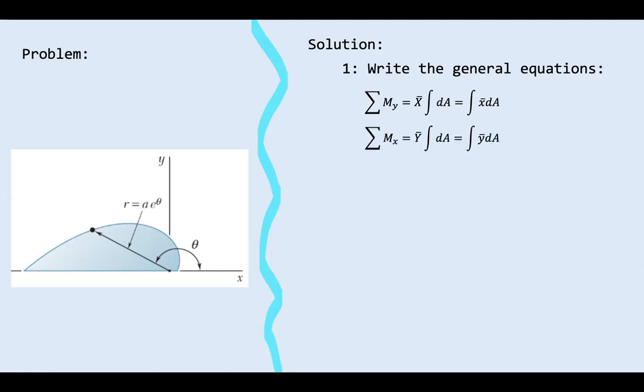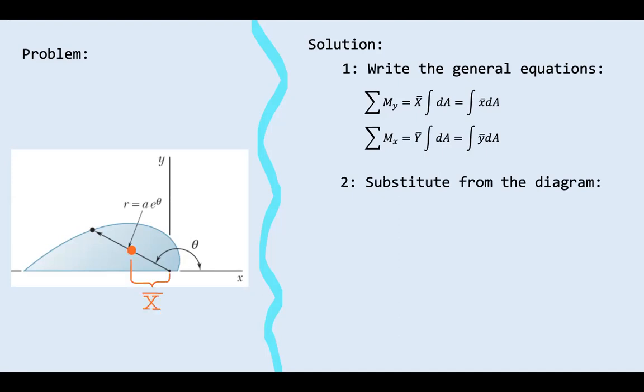Similarly, we can define the moment about x in a similar manner. The y coordinate of the centroid of the whole figure times the area of the whole figure is equal to the y coordinate of the centroid of each piece that we choose to divide this shape into, times the area of that small piece. So we can substitute from the diagram.